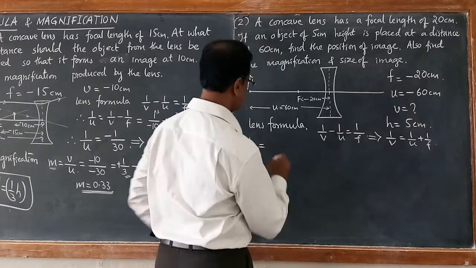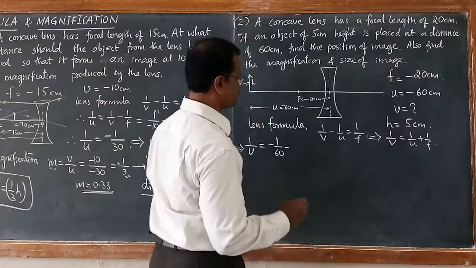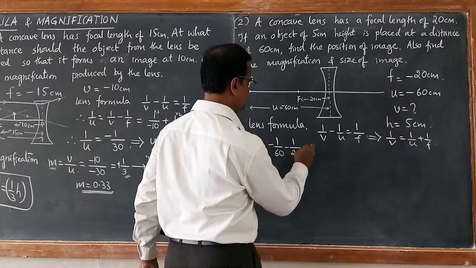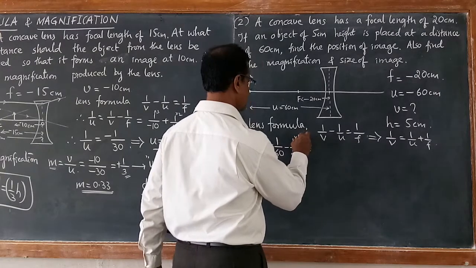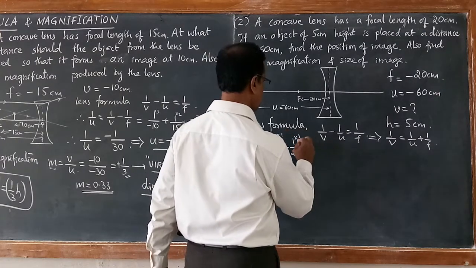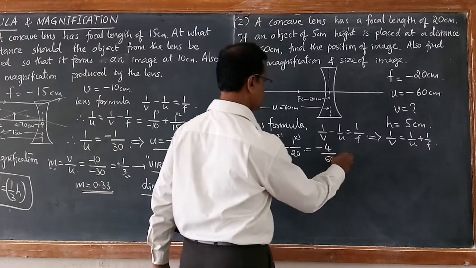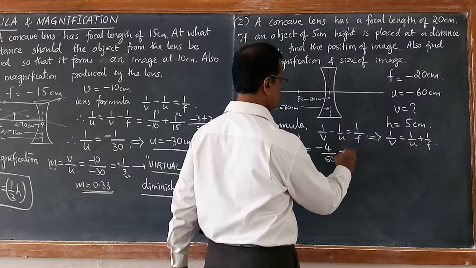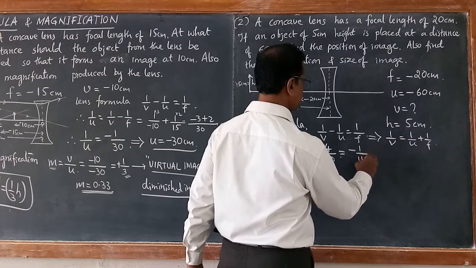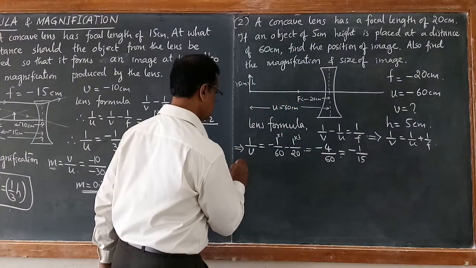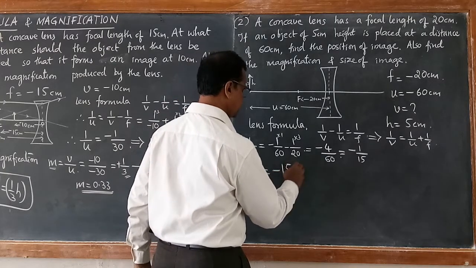1 by v is minus 1 by 60 plus 1 by f, which is also negative, minus 1 by 20. So the LCM is 60: 2 threes are 6, 1 sixes are 6, so it becomes minus 3 minus 1, minus 4 by 60. If you simplify, it becomes minus 1 by 15, since 4 ones are 4 and 4 fifteens are 60. This implies image distance v is equal to minus 15 centimeter.